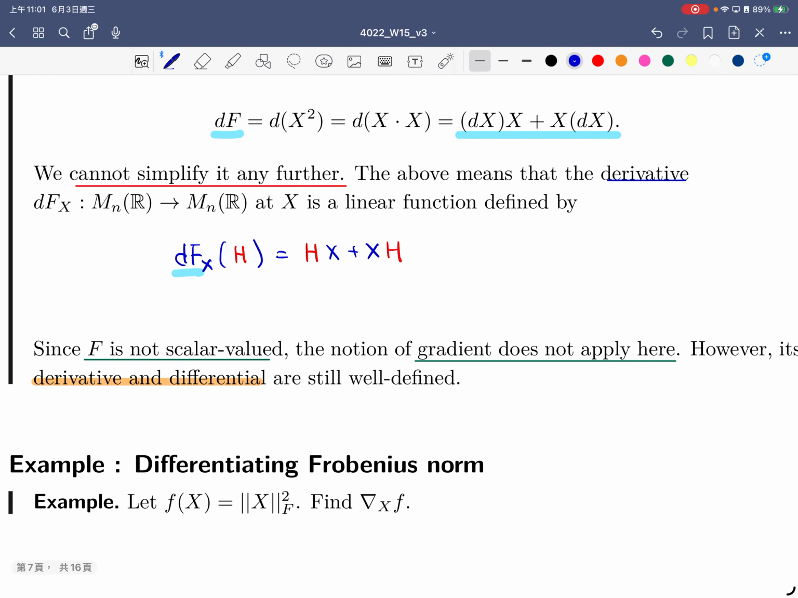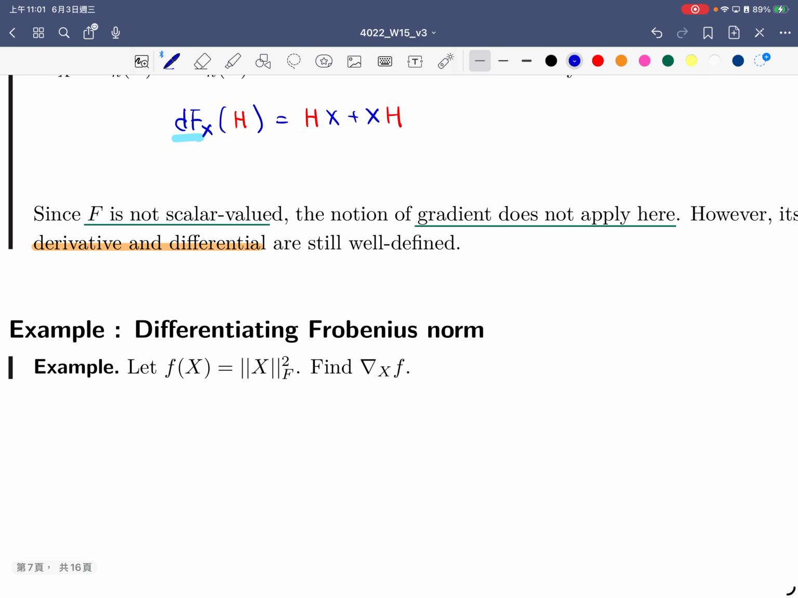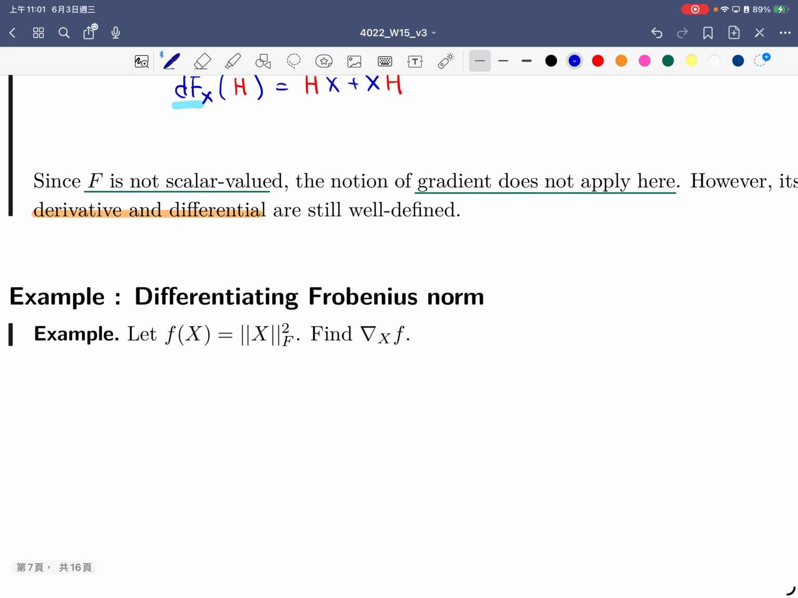So let me do 2 more examples to get you familiar with what's going on. Okay. So next example, try to differentiate the Frobenius norm. Or try to find the gradient of the Frobenius norm. So what's my strategy? My strategy is firstly try to rewrite my function as a trace.